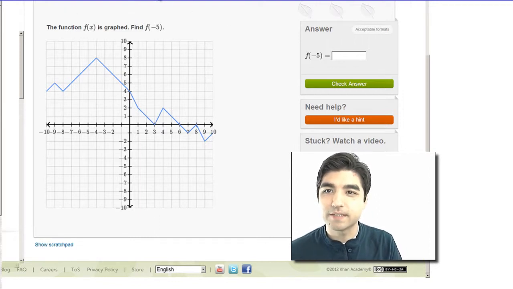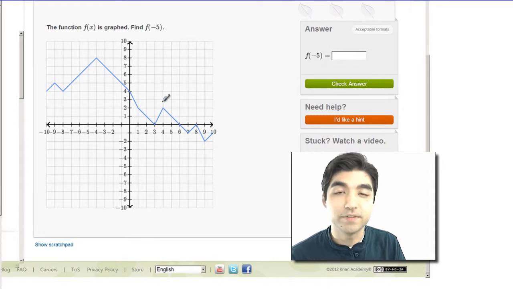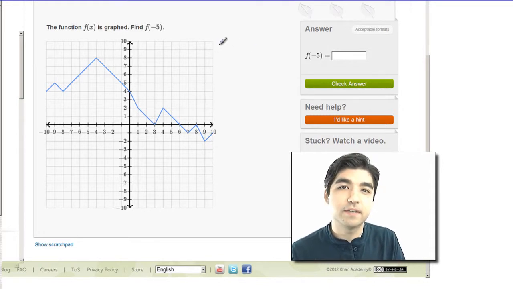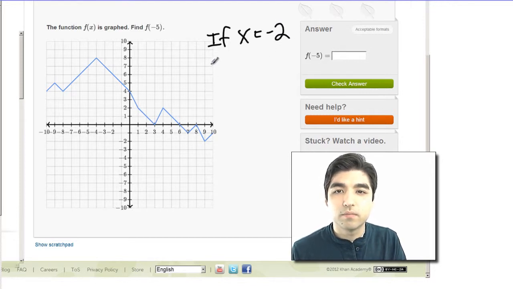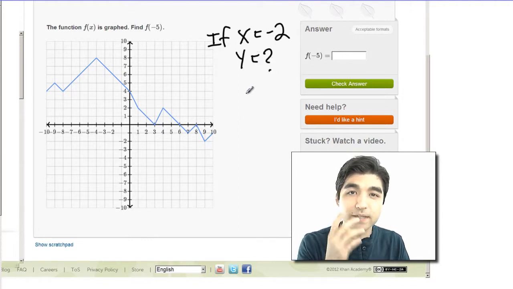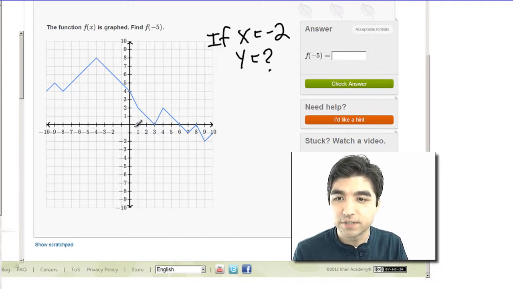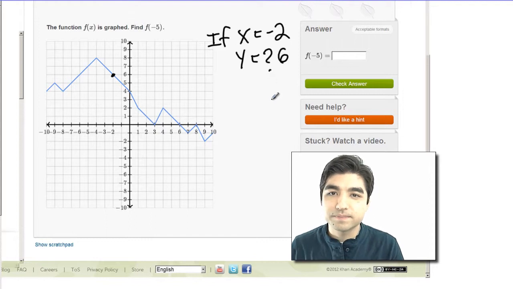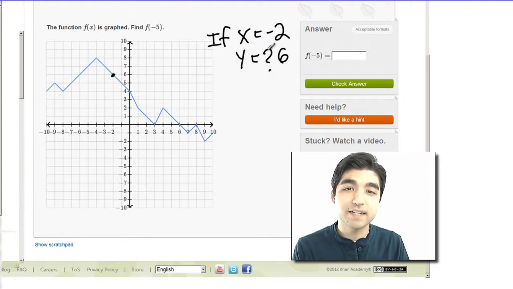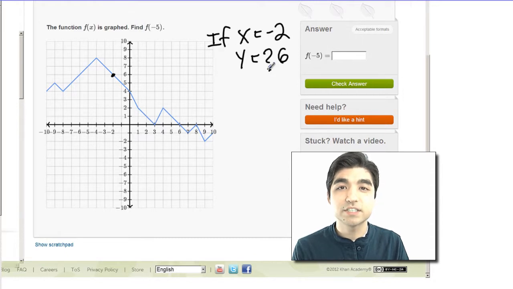You're used to seeing something like, let's say, if you had this graph right here, and you said if x equals, let's say, negative 2, what does the y equal? Y equals what? So you could probably answer that question right off the bat, right? You just go to the graph, go negative 2, and then you go up to the y, and you see that it equals 6.